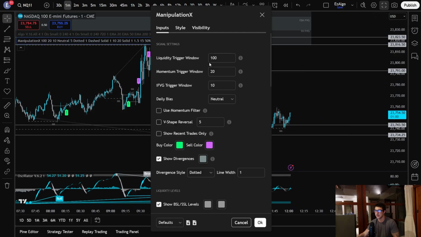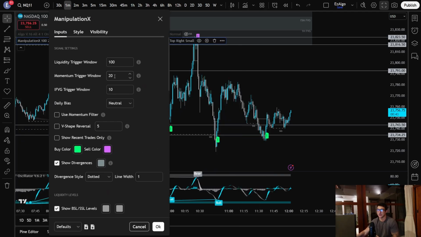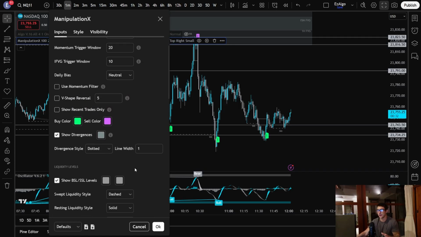Okay, we're going to jump into the settings and I'll show you guys what I personally use. Now, you guys may want to tweak these settings if you're new to trading, you're not profitable yet, you want to wait for only those high probability setups. However, these are my personal settings, okay? I have the momentum filter turned off. I have the V-shape reversal turned off, and I have the show recent trades only turned off. So I really don't have any filters on.